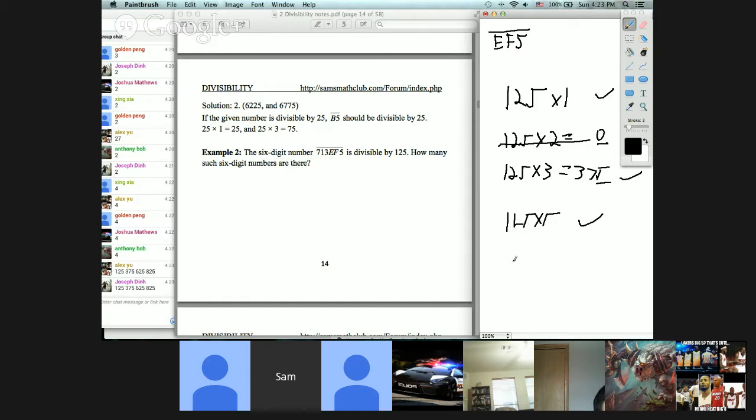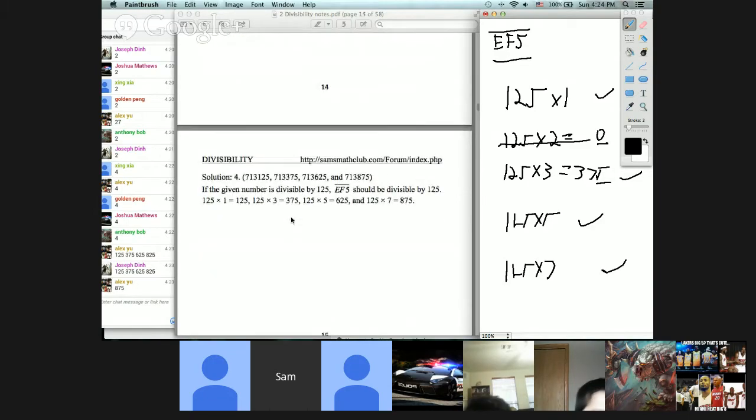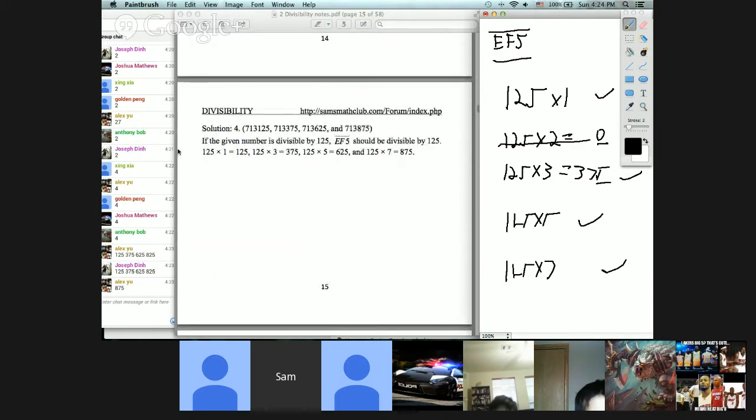And then 125 times 7 has 5 as the last digit, so this works as well. And then when you do 125 times 9, it goes over 1,000. So since it goes over 1,000, it can't fit in 3 digits. So only 1, 2, 3, 4 for such 6-digit numbers. Right, so listed out right here. Nice. Should be divisible by 125.